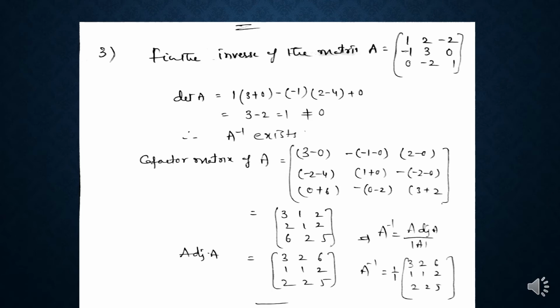Find the inverse of the matrix A is equal to 1, 2, minus 2, minus 1, 3, 0, 0, minus 2, 1. So we want to find the inverse of this matrix. So to find the inverse of the matrix, find the determinant of the given matrix, that is det A. Det A is equal to.